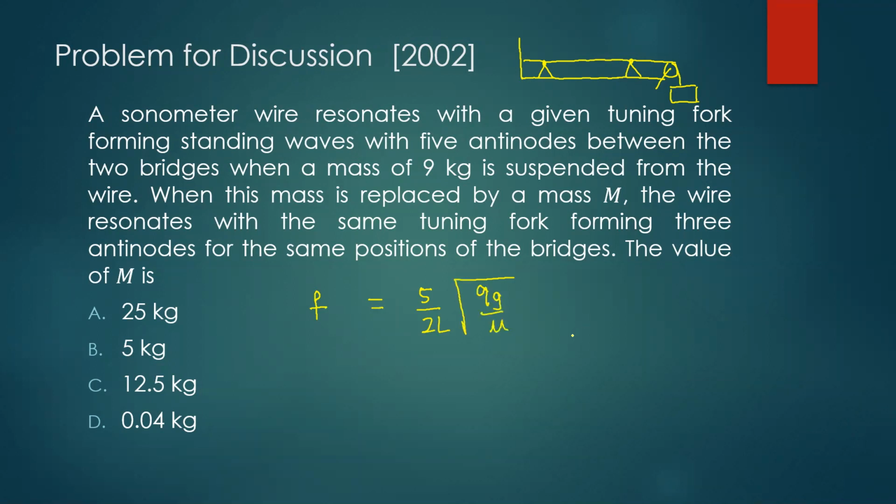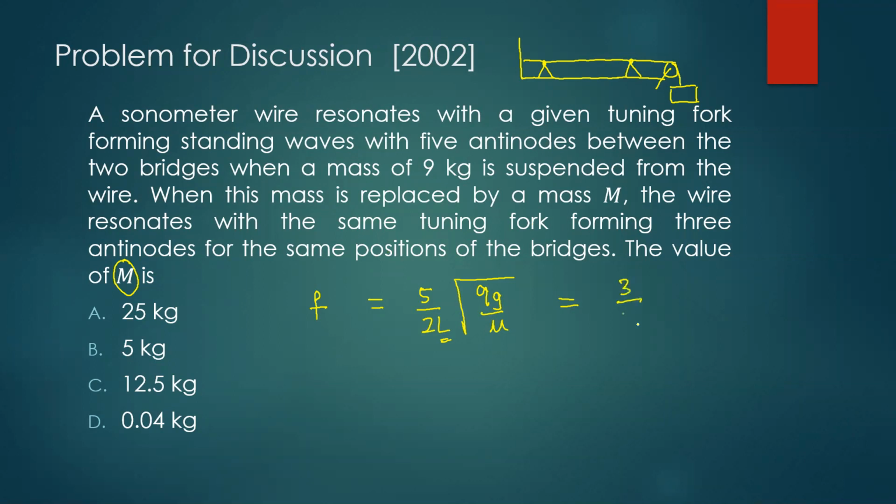So it's the same wire, so the mass per unit length will not change. And the problem also says that the positions of the bridges has not changed, so the length will not change. Because we are using the same tuning fork, the frequency is still same. But because we have changed the mass at the other end, the velocity of the wave will change, hence the harmonic will change. So they are saying when you replace the mass, the wire resonates forming 3 antinodes. So that means that's third harmonic.